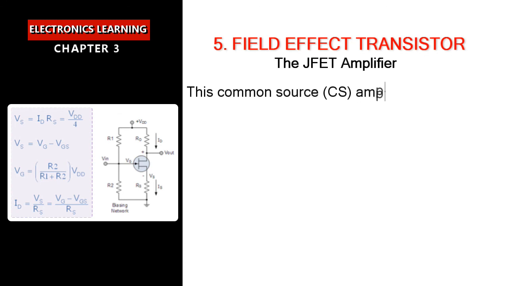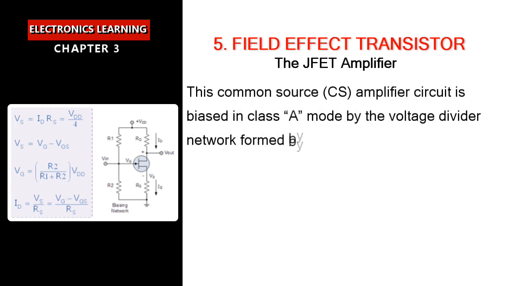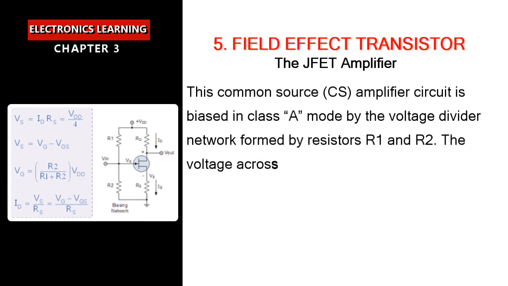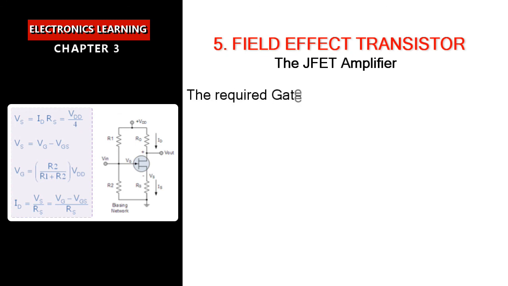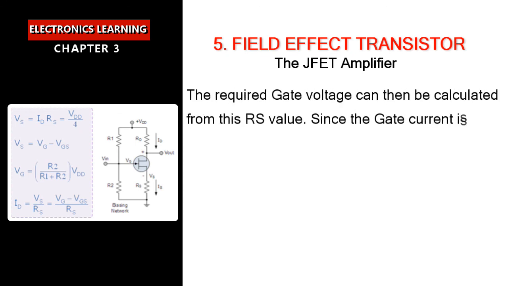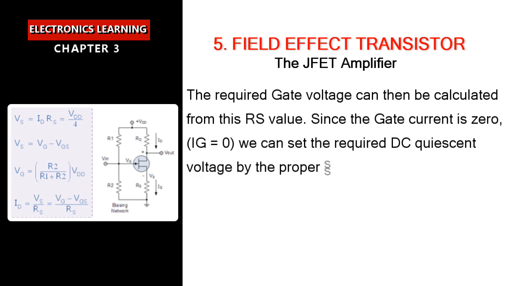This common source amplifier circuit is biased in Class A mode by the voltage divider network formed by resistors R1 and R2. The voltage across the source resistor Rs is generally said to be about 1/4 of VDD, but can be any reasonable value. The required gate voltage can then be calculated from this Rs value. Since the gate current is 0, IG equals 0, we can set the required DC quiescent voltage by the proper selection of resistors R1 and R2.